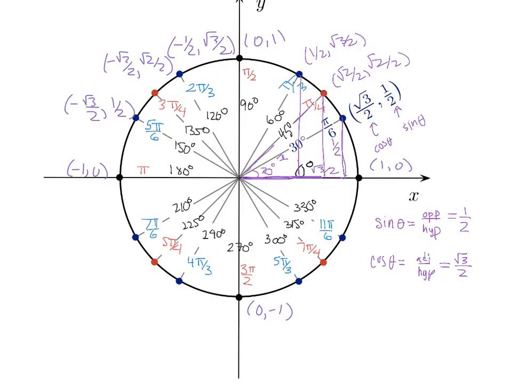We can totally finish this. 7 pi 6. That's kind of the same as 5 pi 6, except it's also below the x-axis, right? So the x is still negative root 3 over 2. It's back the same distance, but now the y is also negative. What will the coordinates be at 5 pi quarters? Root 2 over 2 and root 2 over 2, both negative. Both negative, yep.